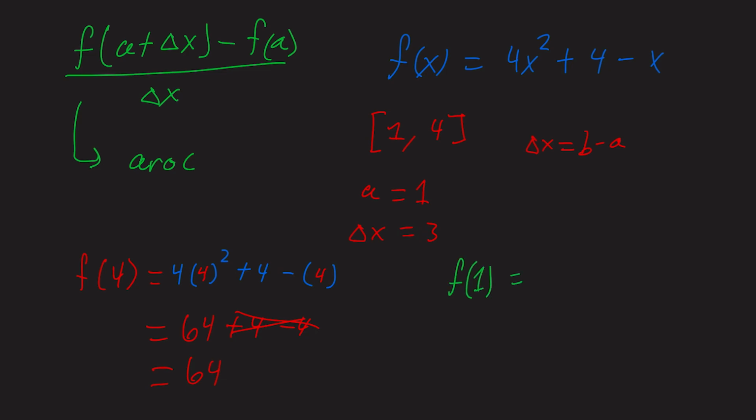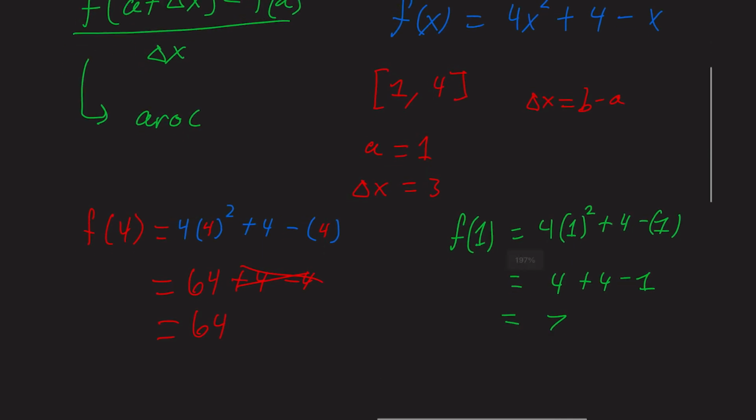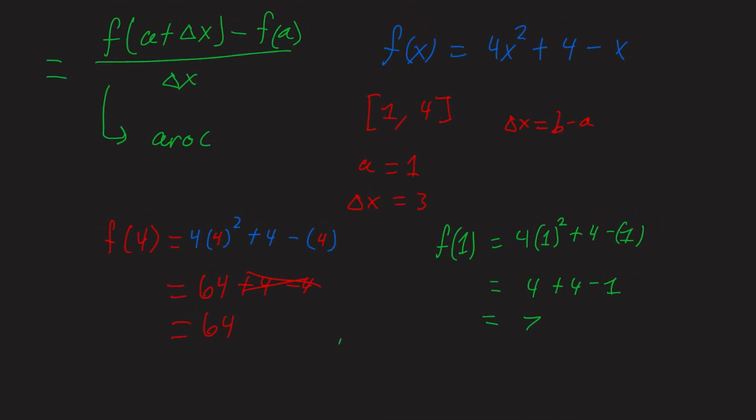That's going to equal 4 times 1 squared plus 4 minus 1, which is equal to 1 squared is 1 times 4 is 4 plus 4 minus 1, which is equal to 7. So our difference quotient now evaluates to 64 minus 7 over our change in x, which is 3, which equals 57 over 3. That is our average rate of change over the interval.